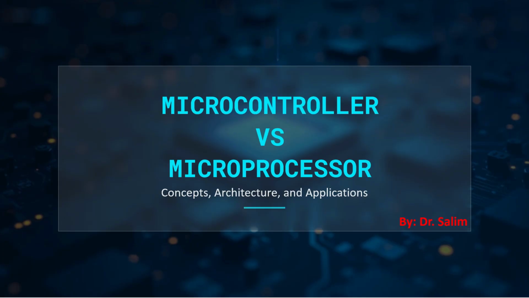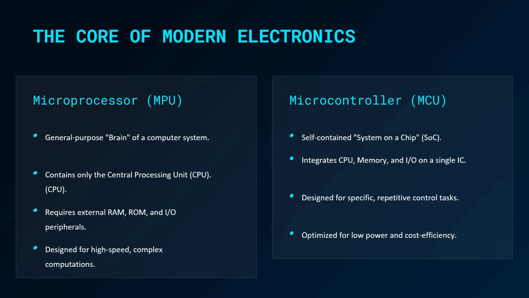Let us begin with the microprocessor. A microprocessor, often abbreviated as MPU, is the central processing unit of a computer implemented on a single integrated circuit. It is designed mainly for general-purpose computing tasks.